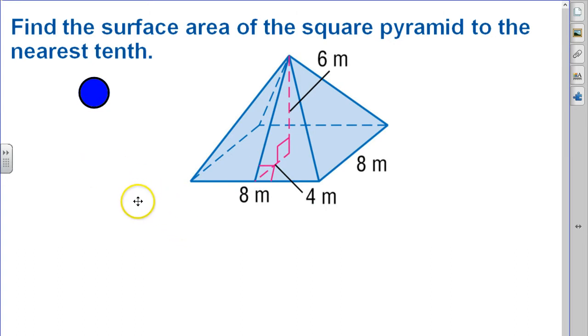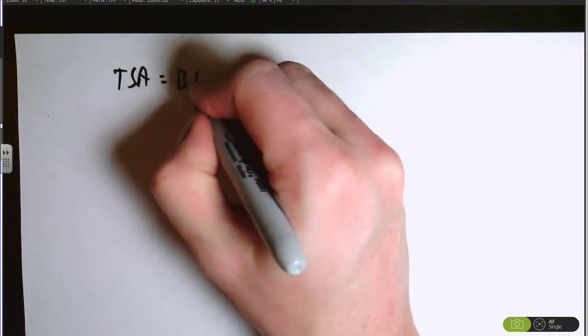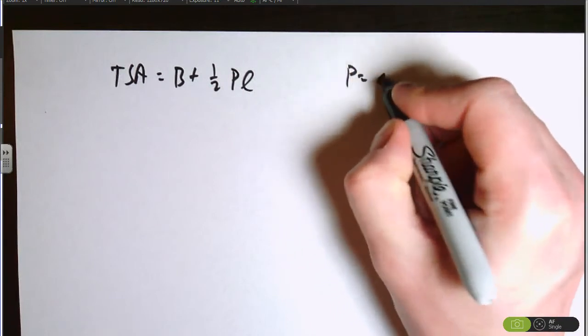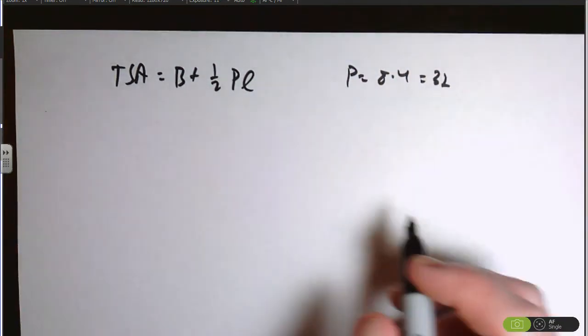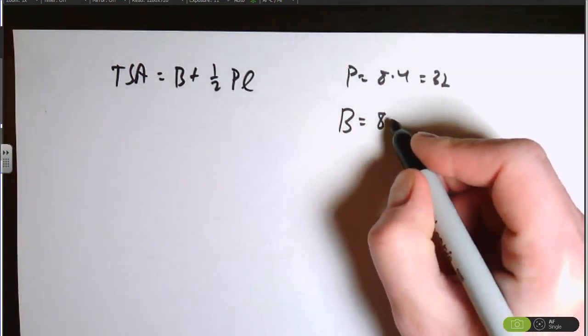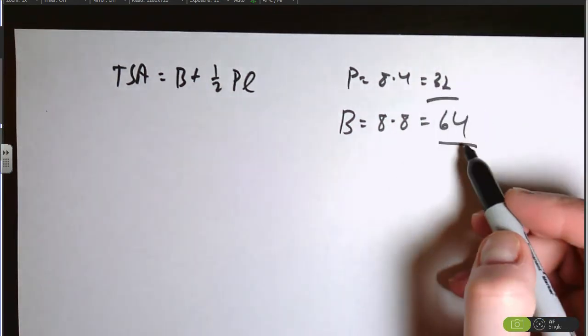Okay, now we're back. So they give you the base perimeter. Okay, so we have 8, 8, 8, 8. So we go to do our surface area. Total surface area is area of the base plus 1/2 the perimeter of the base times the slant height. Well, in our case, the perimeter of the base is 8 times 4, which is 32 because it's 4 sides all added together. The area of the base is also easy because it's a square, so it's just base times height, which is 8 times 8, which is 64. Both easy numbers to find, perimeter and area.